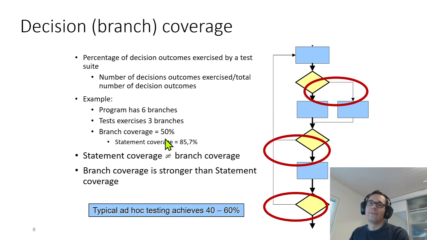So we now have a second measure of our test coverage. First we had the statement coverage, which was 85.7. Now we realize that our branch coverage is only 50%. Obviously this means that statement and branch coverage are different things. We could also call branch coverage stronger than the statement coverage, as it is more difficult to reach the 100% of branch coverage than it is for statement coverage. It is claimed that typical ad hoc testing achieves between 40 to 60% of branch coverage.